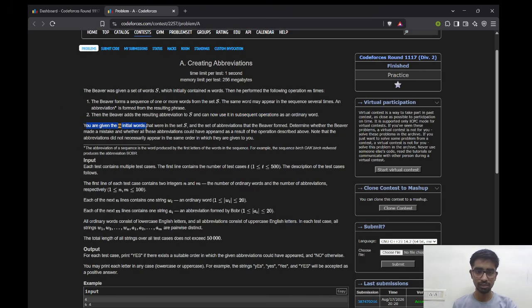You are given the n initial words that were in the set S, and the set of abbreviations that the beaver formed. Determine whether the beaver made a mistake, and whether all these abbreviations could have appeared as a result of the operation described above. Note that abbreviations did not necessarily appear in the same order in which they are given.